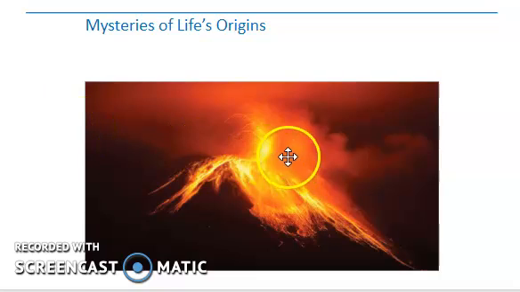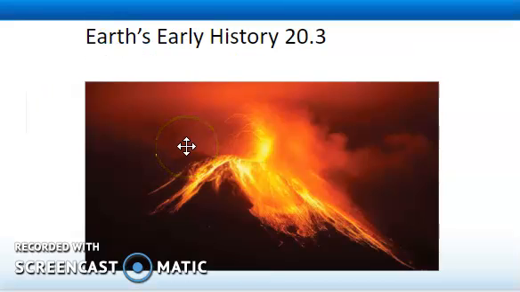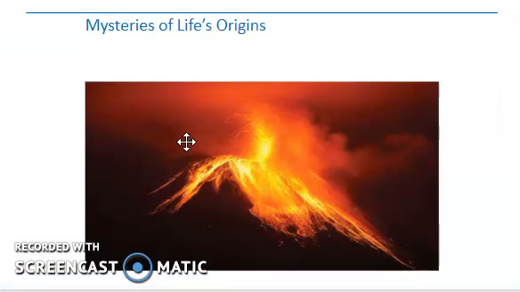All right, guys, so our last section here is going to be Earth's history. That is 20.3. Hopefully the first two are done and you're done with all that work and done with the quiz. This last one will be fairly short. So let's get into it. Here are your learning objectives.